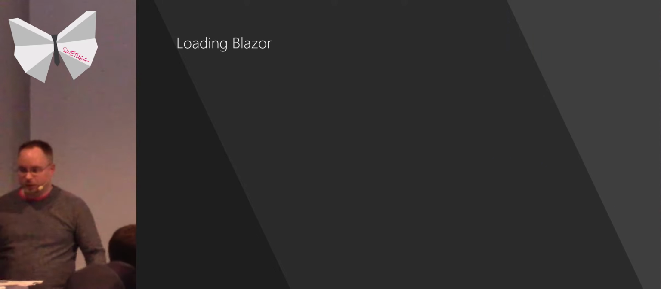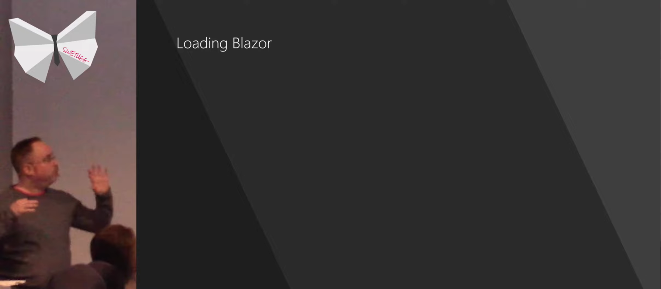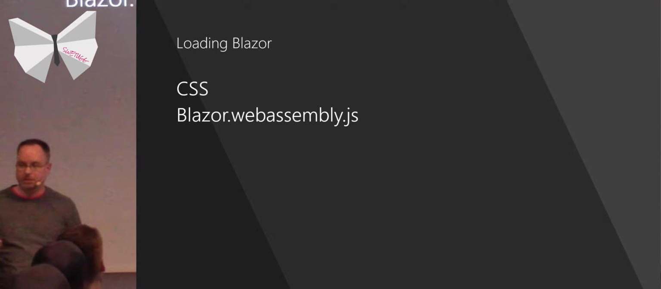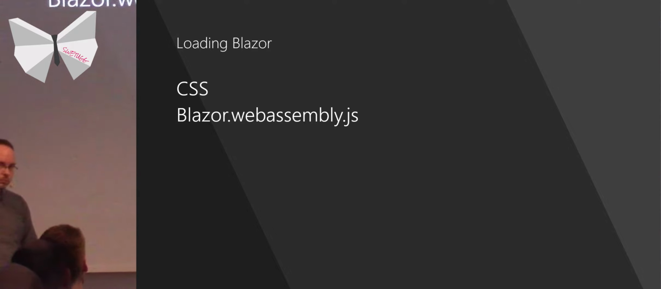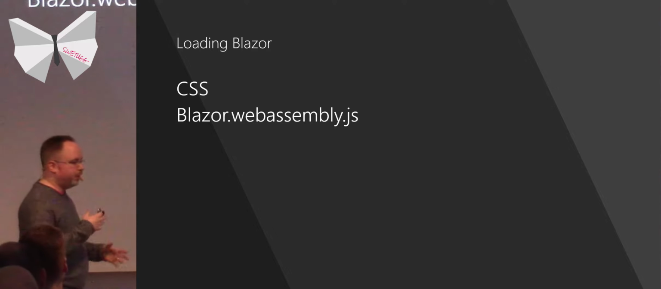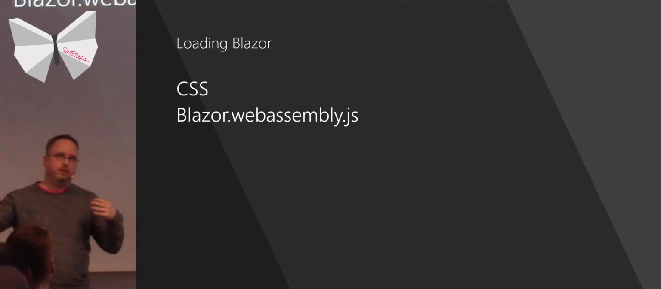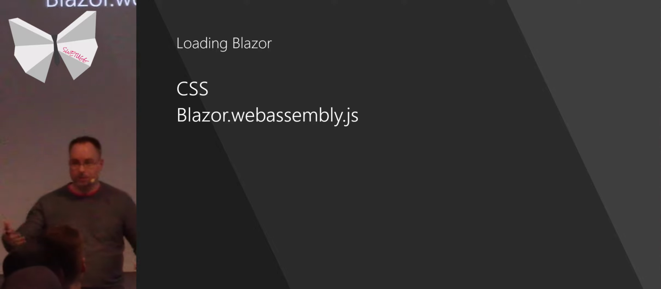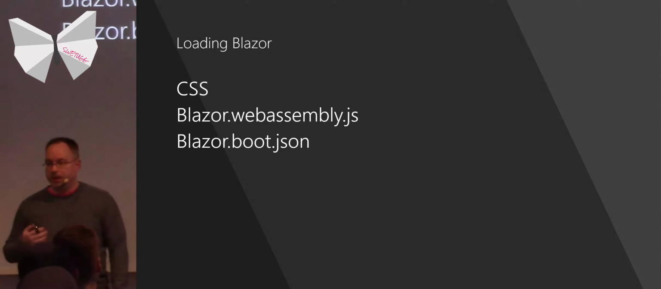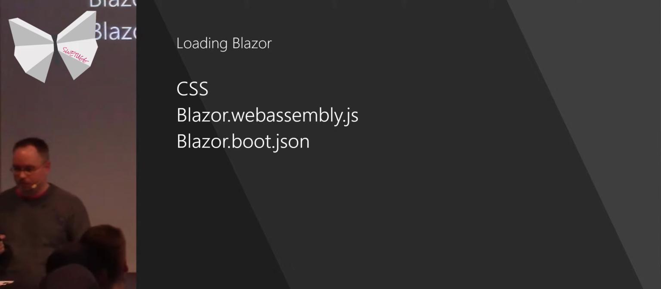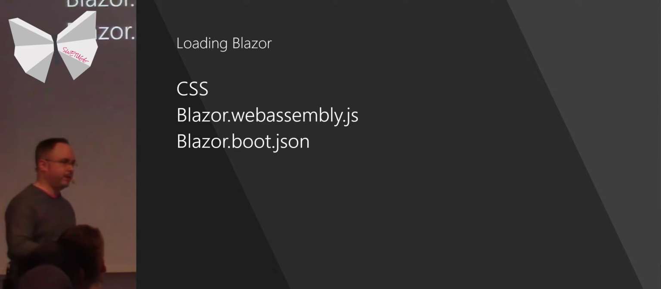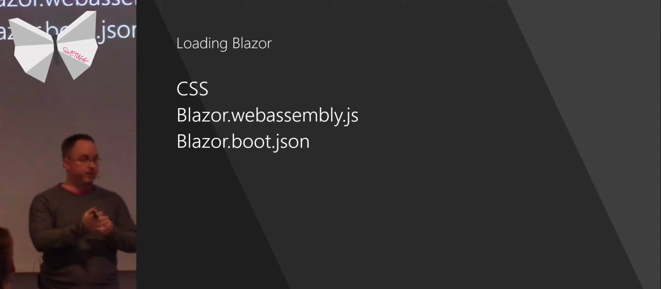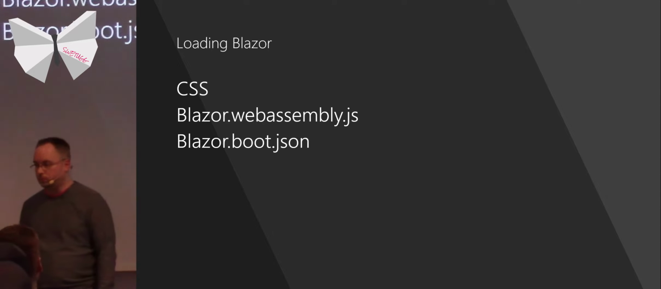Really cool. So what happens is that when you load Blazor, you're going to have some CSS downloading, then blazor.webassembly.js is going to get downloaded. And that will make sure that all the dependencies that you need are going to start up. The WebAssembly is going to get loaded. So next up we have Blazor boot.json. It contains the entry point, the DLL, and any dependencies that you might have.